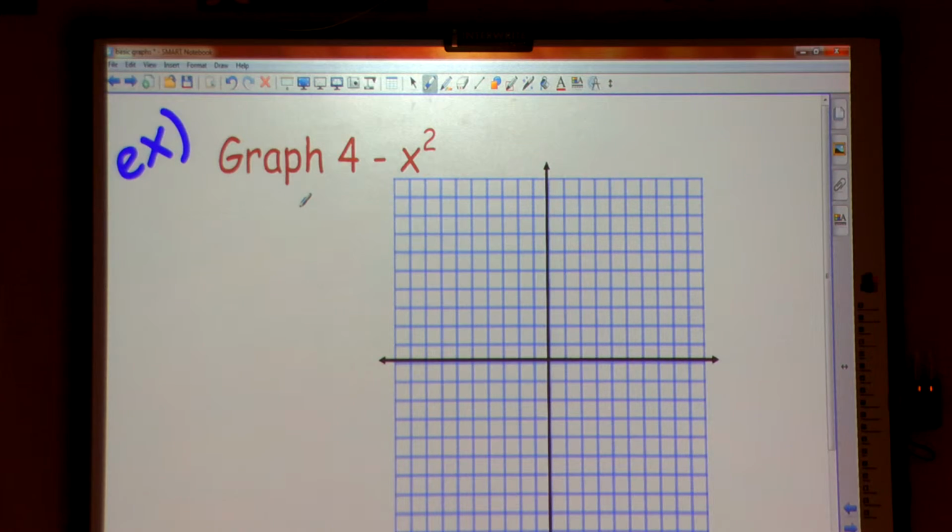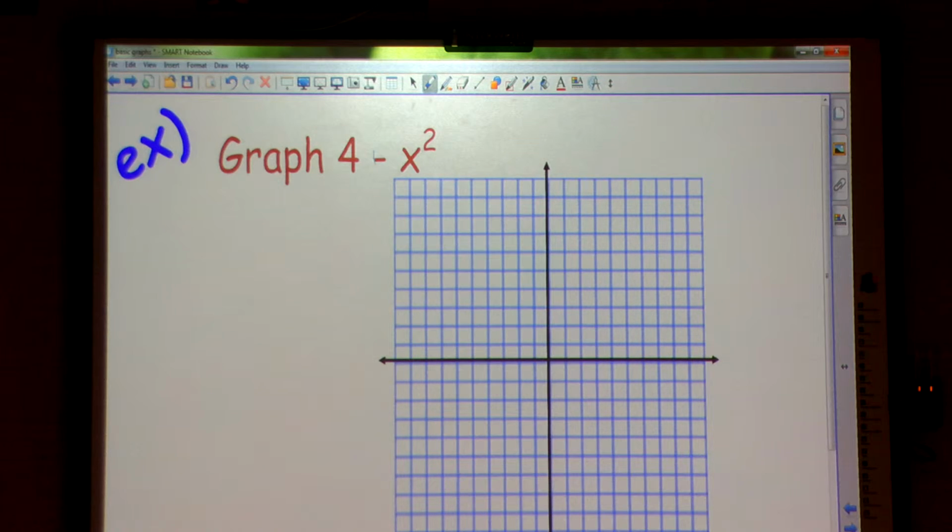4 minus x squared. Now in general, we know this is a parabola. But this tells me it's reflected up 4, right? That's plus negative 1. So reflected up 4. So we know it's going to look something like that. But let's be accurate here.